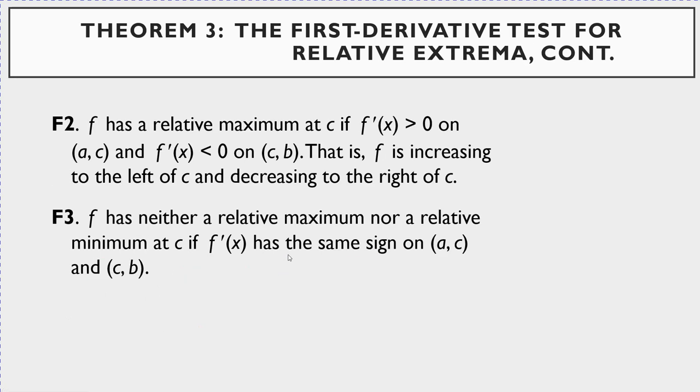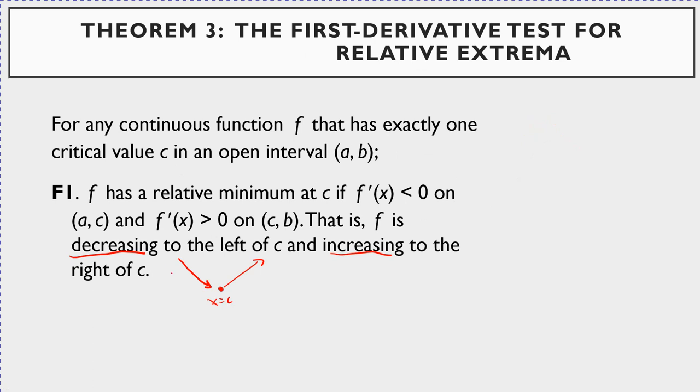Next, it has a relative maximum at c if f prime of x is greater than 0 on a to c and f prime of x is less than 0 on c to b. That is, f is increasing to the left of c and decreasing to the right of c. So you have this relative max. Here's x equals c. The function will be increasing to the left of it, and as soon as you get to c, it starts decreasing. So the only way it can go from increasing to decreasing is if that's a relative max. And it's the same here: decreasing and then increasing, it has to be a minimum.